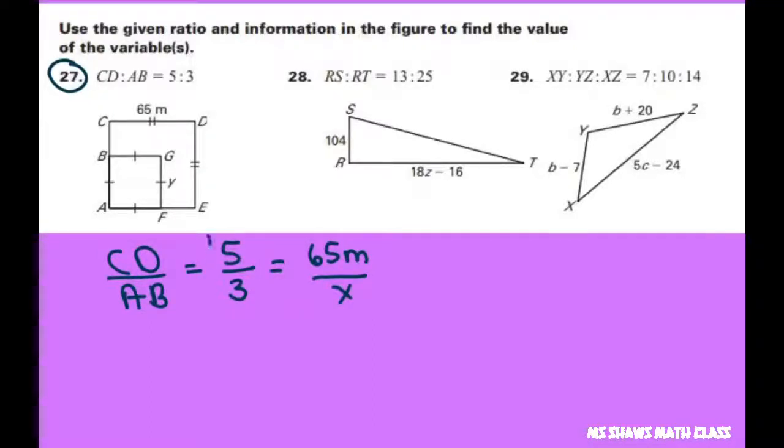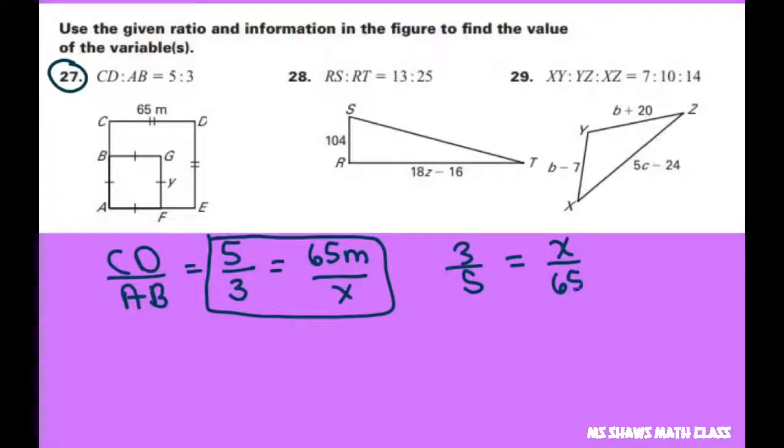So let's deal with this right here, and we're going to cross multiply. If you want to rewrite it, you can write it as 3 to 5 equals X to 65 meters. And then we can just cross up this way. 65 meters times 3 to 5 equals X.